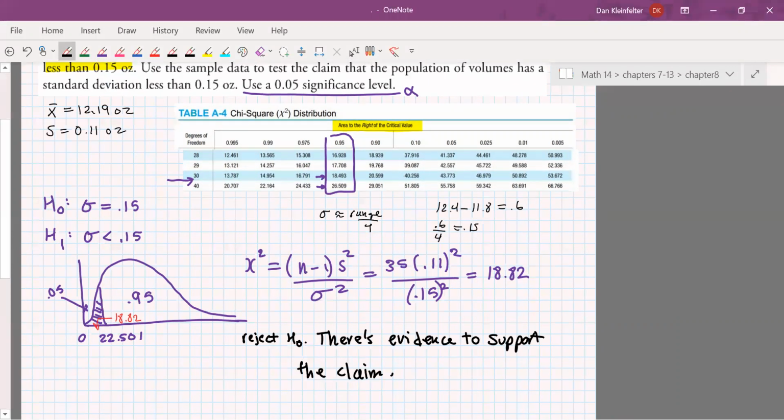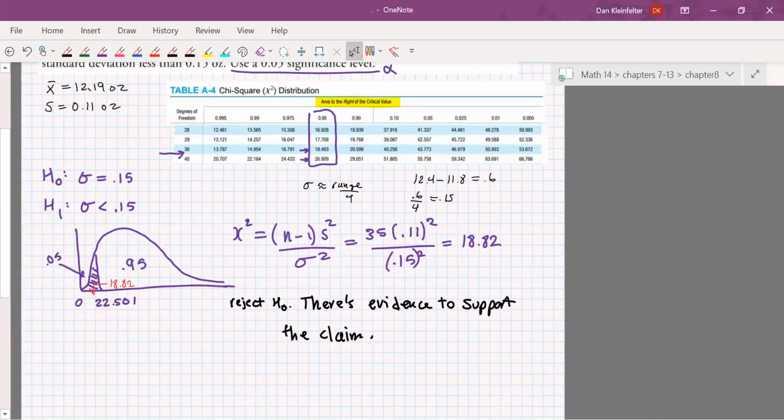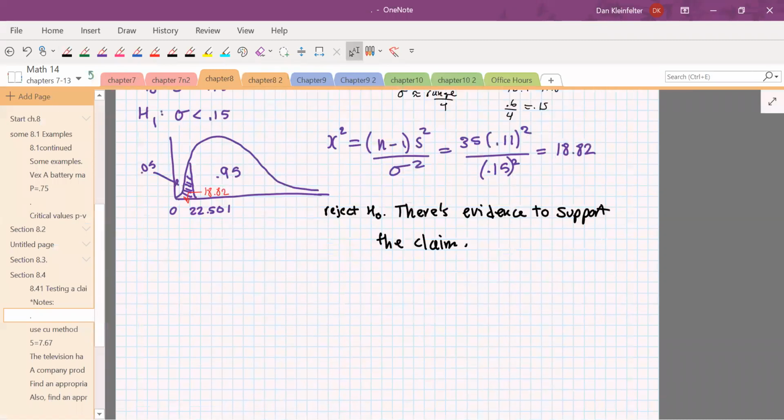I realize that was kind of unsatisfying about the critical values, but unfortunately that's going to happen if we have oddball degrees of freedom that don't fit into our table. Okay, let's go on to our next example.